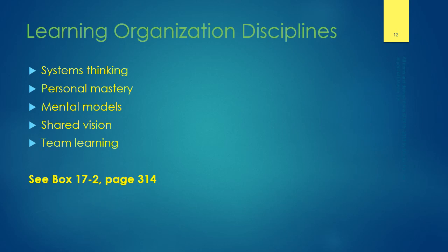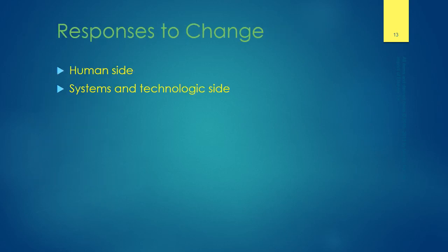Mental models, which is the practice of helping individuals become aware of how they think, what they value, and how that impacts organizational performance. Shared vision, which is the process of creating a common view about where the organization is going. Team learning is the promotion of teams thinking together, collaborating and sharing ideas, knowledge, and perspective. Responses to change include the human side as well as the systems and technologic side.